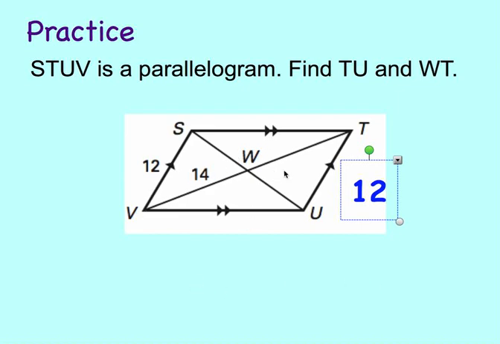Also, we have another property of parallelograms that says the diagonals bisect each other. So if this segment VW is 14, I know that WT will also have to be 14. And then we have solved for the 2 missing measures that they've asked for, which means we're pretty much done with our lesson and it's time for a joke.